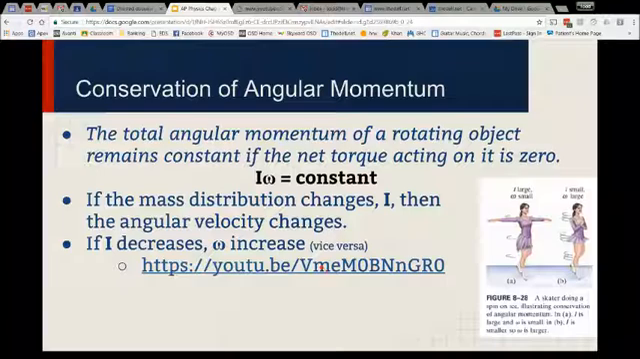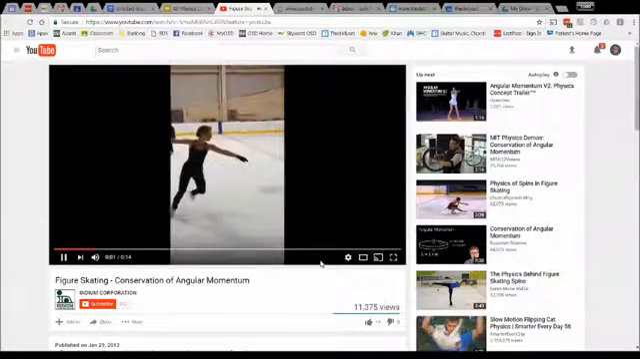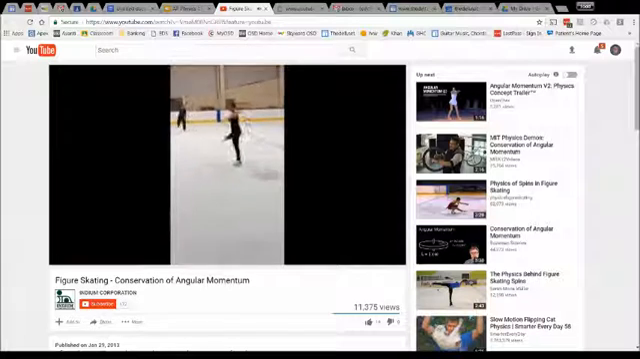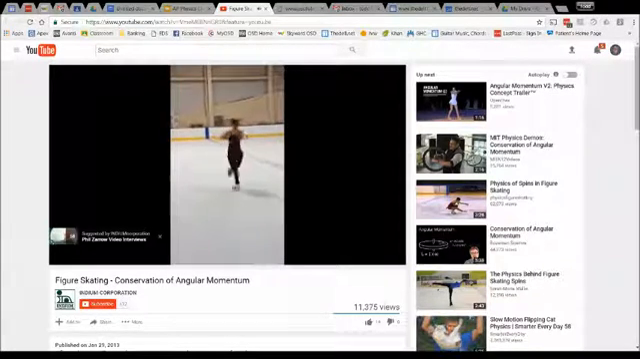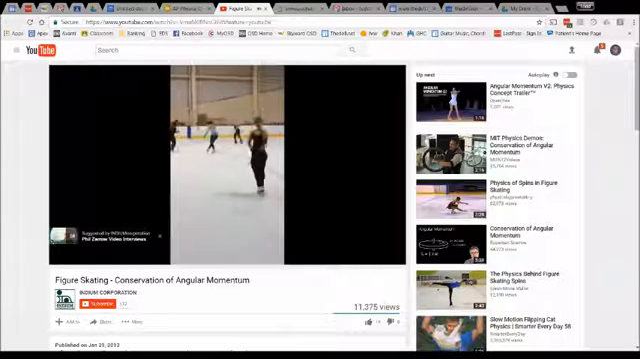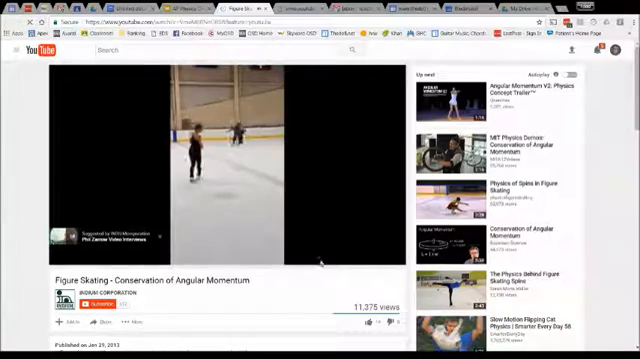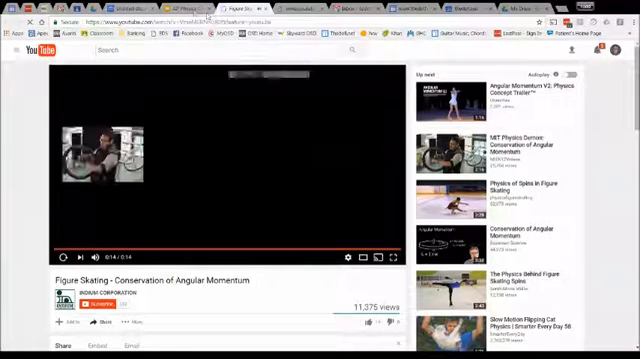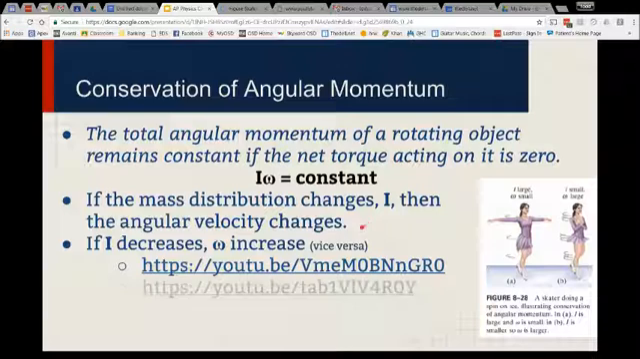Let's take a look at an example of that. You can see that the skater is turning around. She's got her arms extended all the way out, and then she brings her mass inside and she turns around faster. So she's not putting any more energy into the spinning. She's simply going faster because the moment of inertia, or the mass distribution, changes.